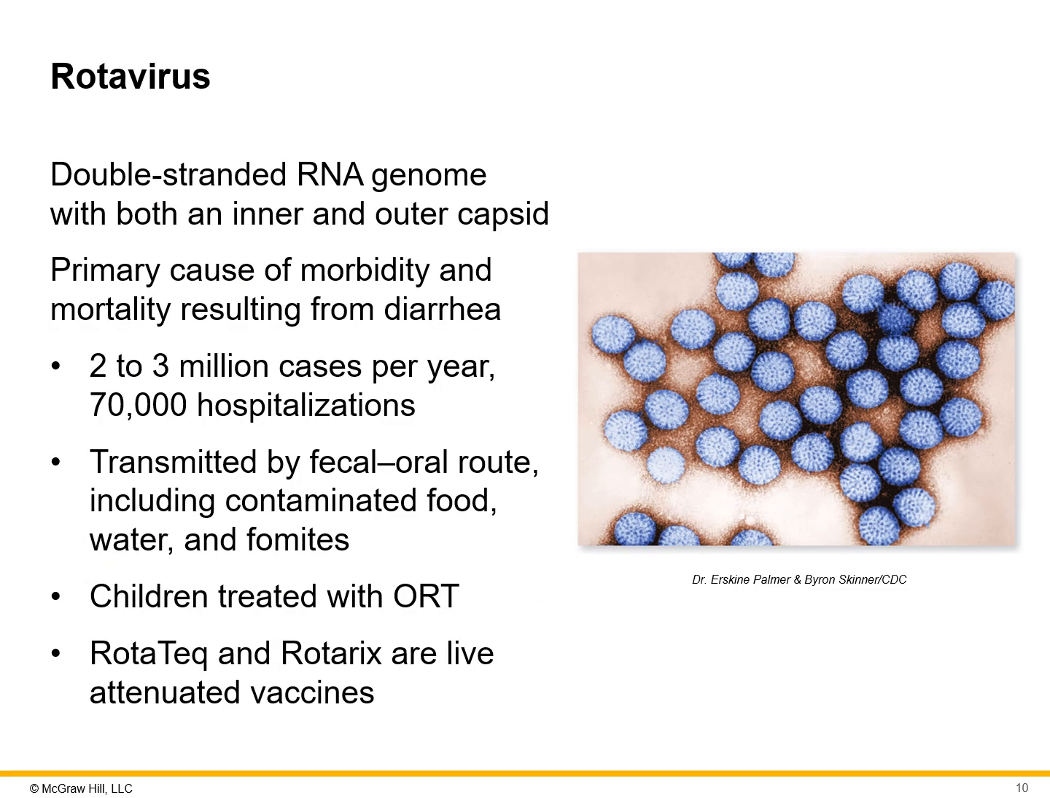Now, two non-bacterial causes of acute diarrhea. One is rotavirus. So this has an RNA genome, has an inner and an outer capsid, so it's kind of a weird virus here. This causes a lot of morbidity and mortality from diarrhea. So again, Salmonella is the deadliest as far as bacteria. Rotavirus, though, is the deadliest for the non-bacterial forms. It is transmitted by the fecal-oral route from contaminated foods. Children are treated with ORT. And then there are also a couple of attenuated vaccines that are actually available.